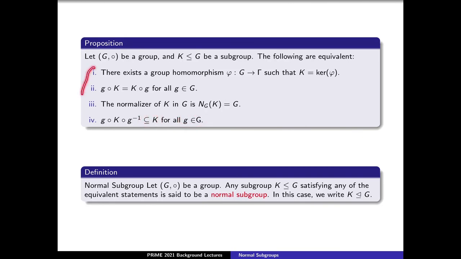And so whenever any of these four properties is satisfied, and therefore if one is satisfied, all of them are, since they are all equivalent, then we say that K is a normal subgroup. And so that's our definition for a normal subgroup: anything that satisfies those equivalent conditions. And now we write this notation here to say that K is a normal subgroup of G.